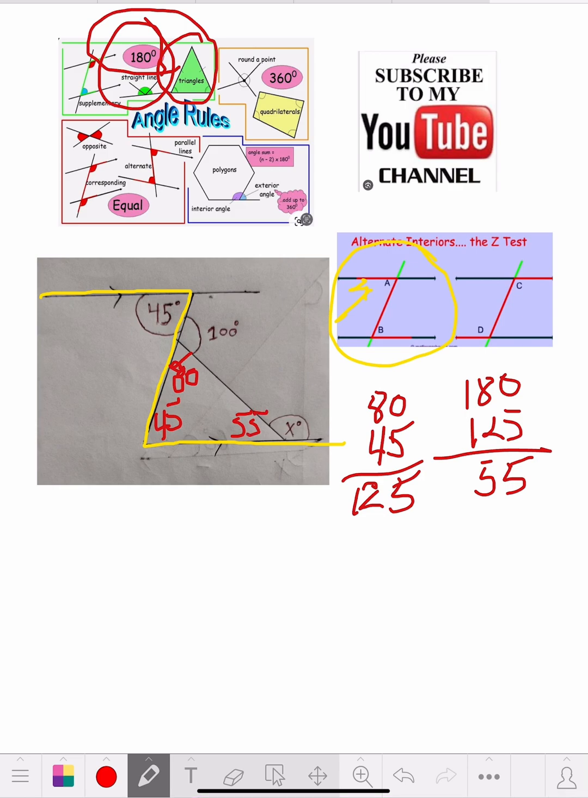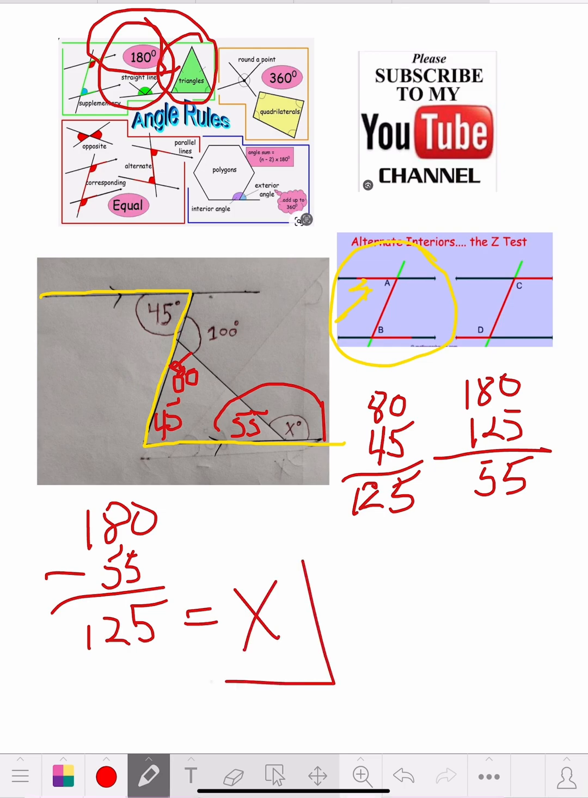Look at that. We're solving for this whole triangle. Kind of good. So now, if this line right here is 180, we got 180 minus the 55. What's that tell us? This is 125. So X equals 125. Square that off so the teacher knows my answer is 125. X equals 125. And that was all there was to it.